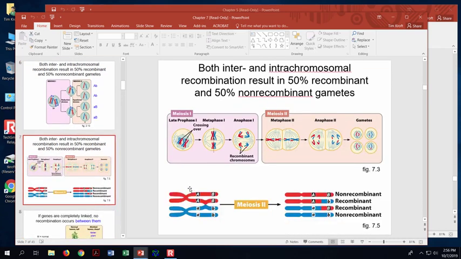I'm sorry, what? No, so recombination happens before anaphase of meiosis 1. There is no recombination in meiosis 2.